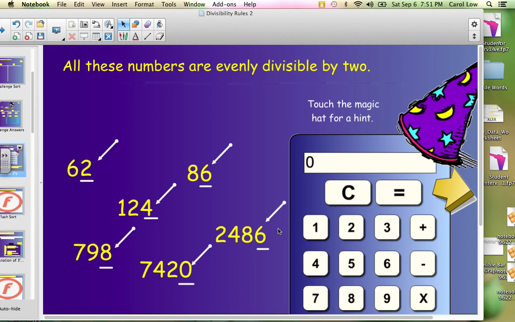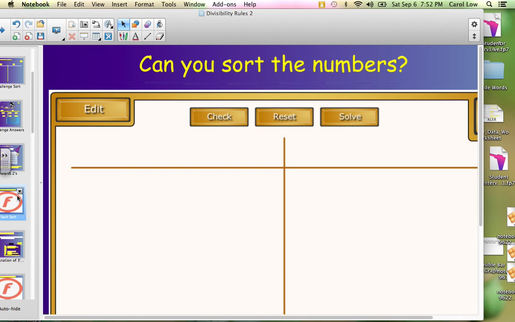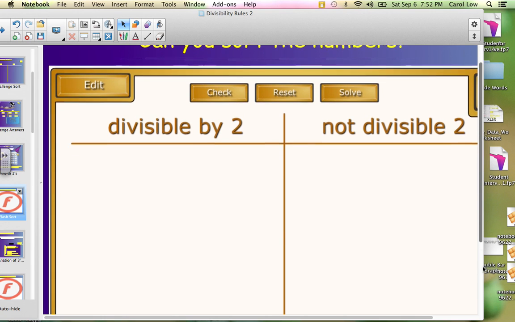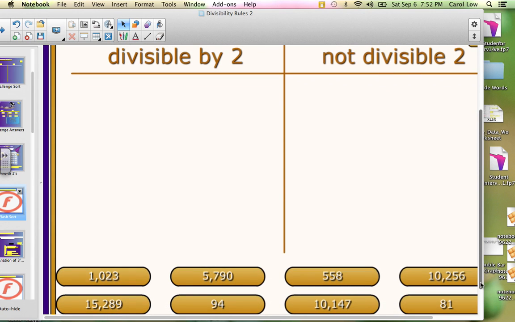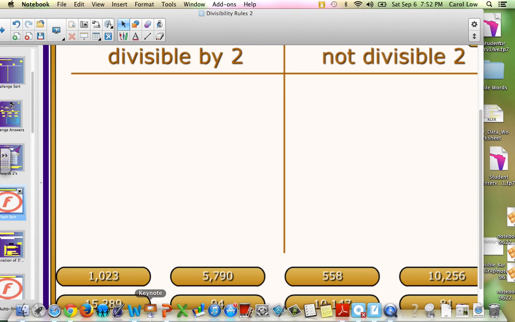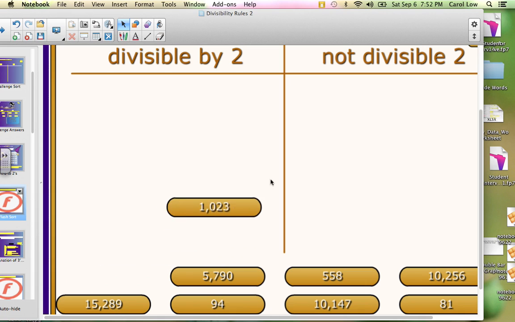So I want you to open your notebook and put: a number is divisible by 2 if the last digit in the number is even. Can you sort these numbers? I'm just going to scroll up a little bit. Divisible by 2 or not? Make a little chart, and when you're done writing it down, come back and we'll go through it together. Welcome back. This first one is not divisible by 2 because it ends in a 3.